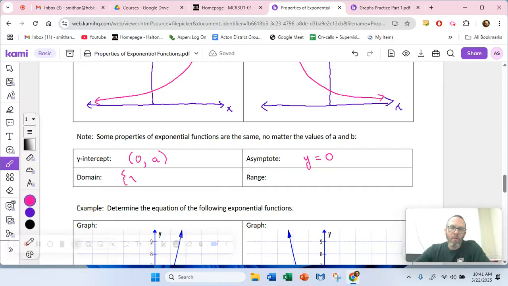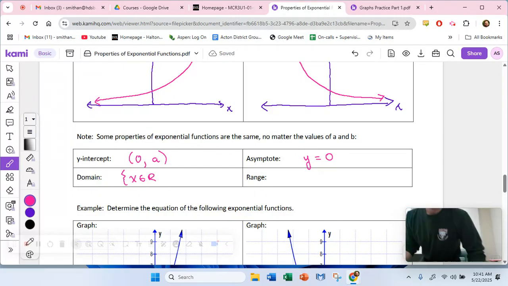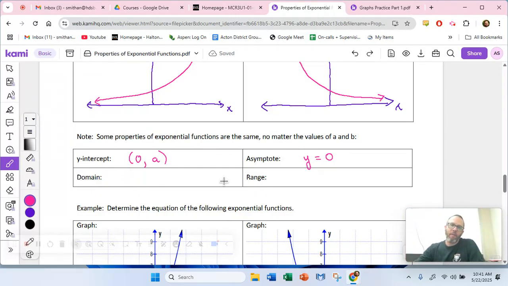The domain was x can be any real number. See, I'm pretending I'm one of you guys, fellow kids. Look at my crappy curly bracket, just a squiggle. I can do better. I've got to set a good example for you guys. There's a nice curly bracket. x can be any real number. For you guys, a squiggle will suffice. For me, I'm going to do better. And the range, y can be any real number such that y is greater than 0.